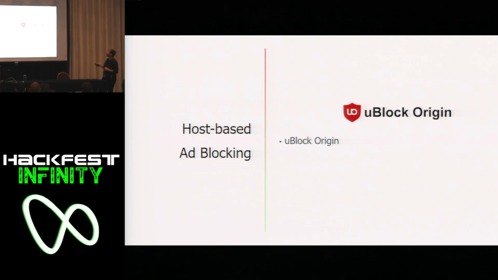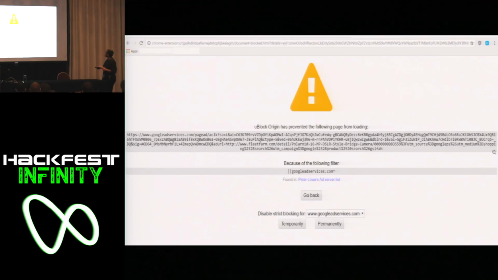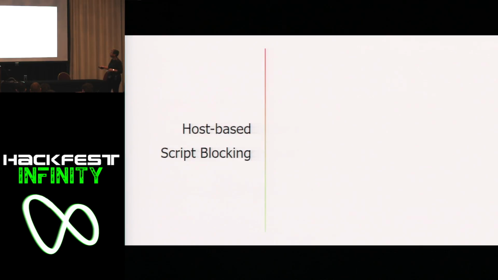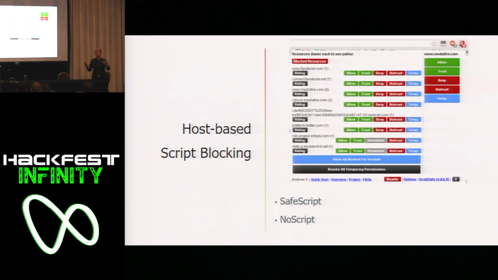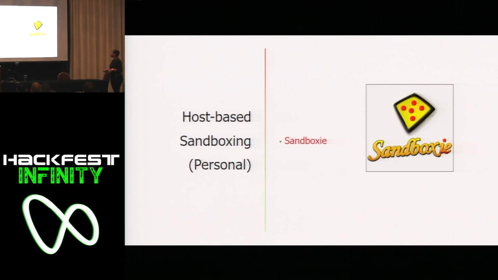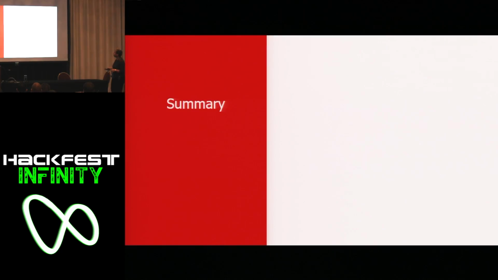uBlock Origin is the product that you saw in the beginning, where you have it pointing out what's malicious and where it was found. Now, you can choose to override this if you like, but basically it's there to protect you from going further. And of course, host-based blocking is probably the very best. You've got your SafeScript and your NoScript, but the problem is, it's going to break every single website you go to. So if you have the patience for it, it's certainly a great protection. And then there's the Sandboxie product that I mentioned.